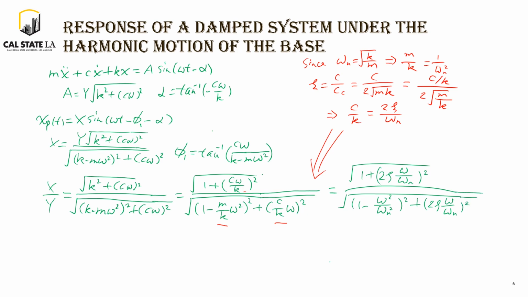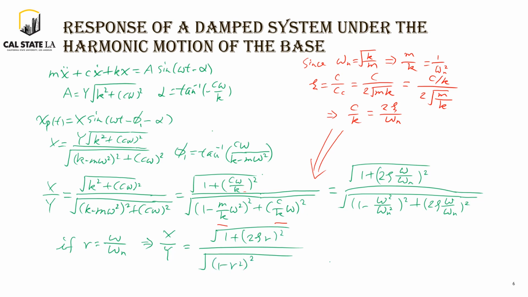So if we define the frequency ratio r as omega over omega n, we can find that X over Y becomes the square root of 1 plus (2 zeta r) squared over (1 minus r squared) squared plus (2 zeta r) squared.